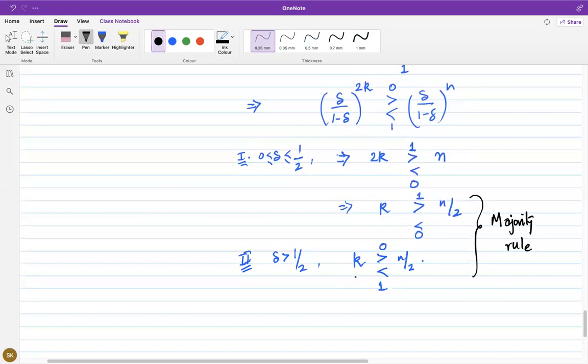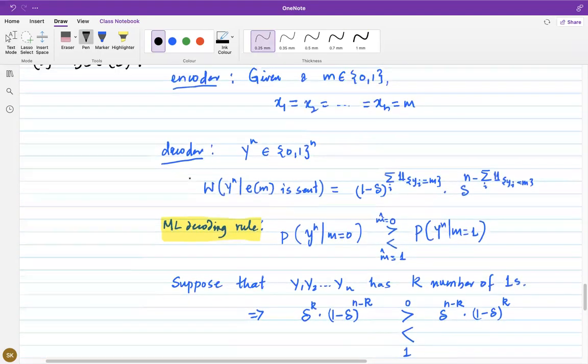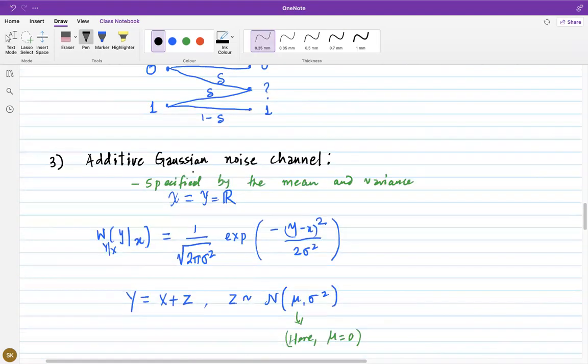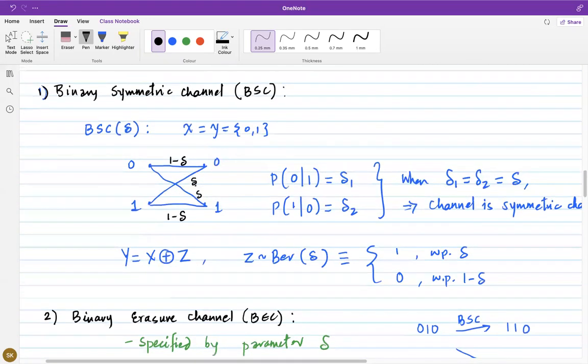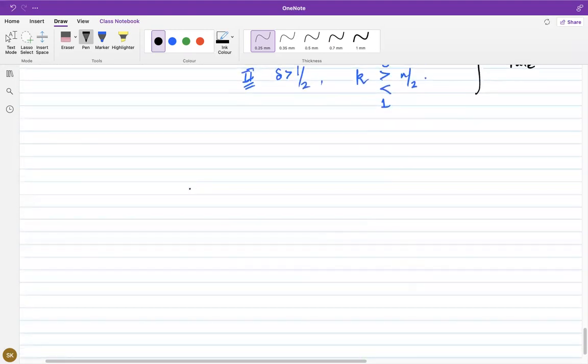The more the number of ones that you see, if you see more ones, then you output 1. If you see more zeros, then you output 0. Okay. So that happens only when delta is less than half. If delta is more than half, that is, the crossover probability, the chance of getting flipped, is more, then you just reverse your decoding. So with that, now we'll again calculate something: the probability of error.